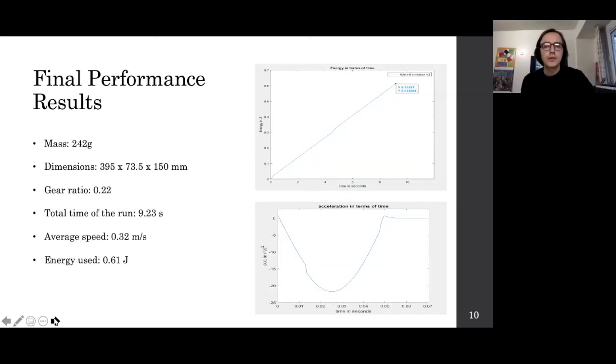In our final results, we can see in the above graph that energy used increases mostly linearly, with a jump in the middle whilst the collision is happening. At the bottom, we have the graph for acceleration during the collision, which reaches over 20 meters per second squared, which our MATLAB model showed us was low enough that the car would not skid. In the end, this brings us to a total runtime of 9.23 seconds and 0.61 joules of energy used.